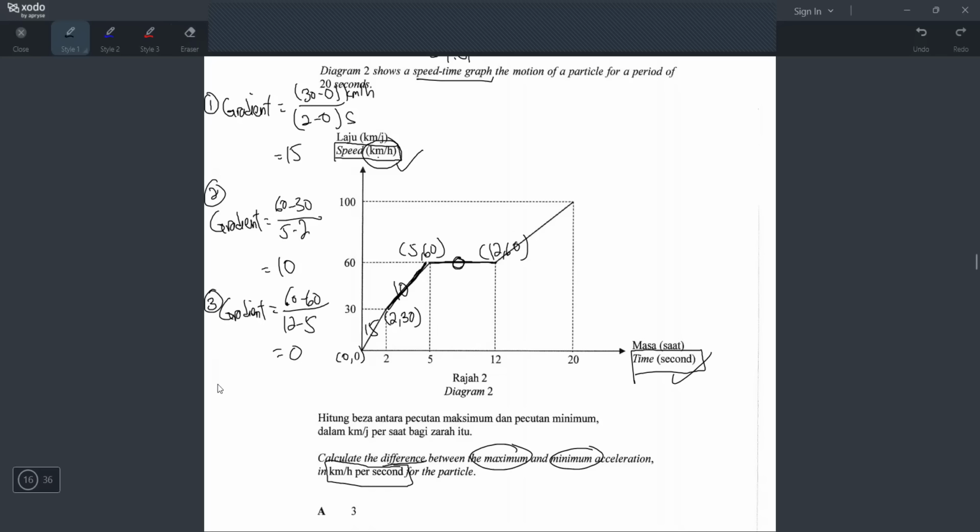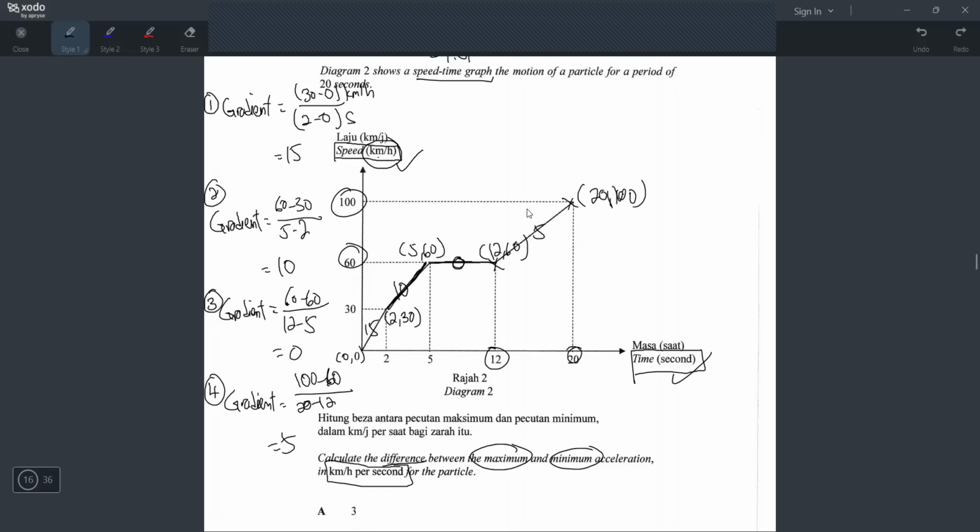For my last line, the fourth line, how much is the acceleration here? Well, we use gradient to find acceleration. So we need two coordinates. The first coordinate is 12, 60 and the second coordinate is 20, 100. So the gradient will be y minus y divided by x minus x. So y minus y will be 100 minus 60, and then divided by x minus x, 20 minus 12. Let's press the calculator. 40 divided by 8 is 5. It means the gradient of this line is 5, so the acceleration is also 5.